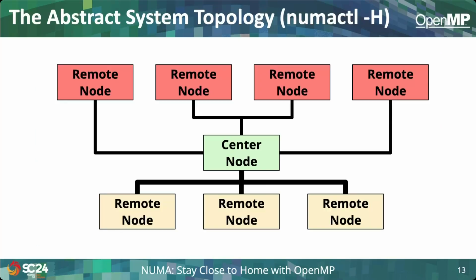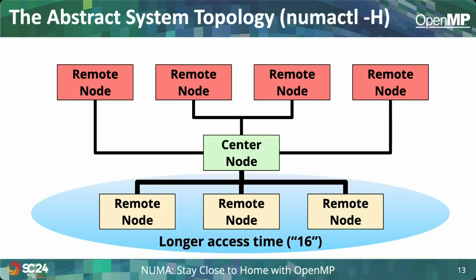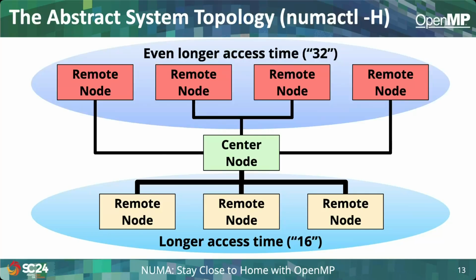So here we're looking at a symbolic representation of the matrix that I was just showing. We have a center node. The center node has access to 3 remote nodes. They have a longer access time. And then we have 4 more nodes that have an even longer access time. So again, 2 levels of NUMA in this system.